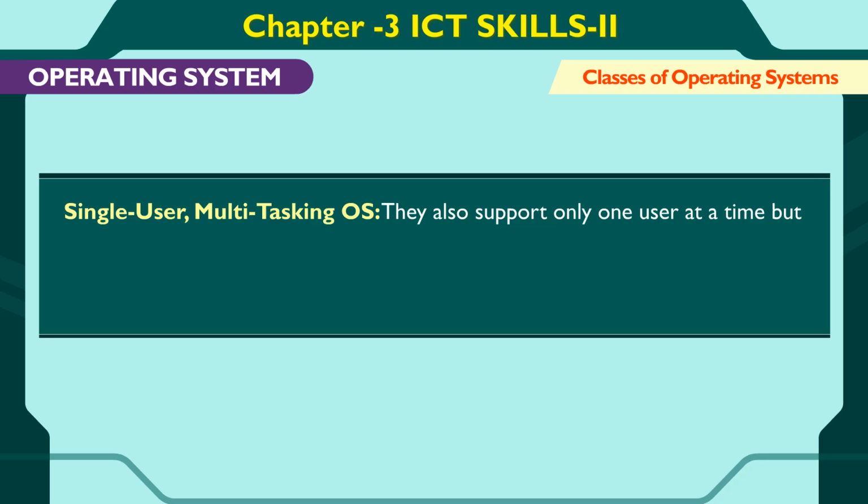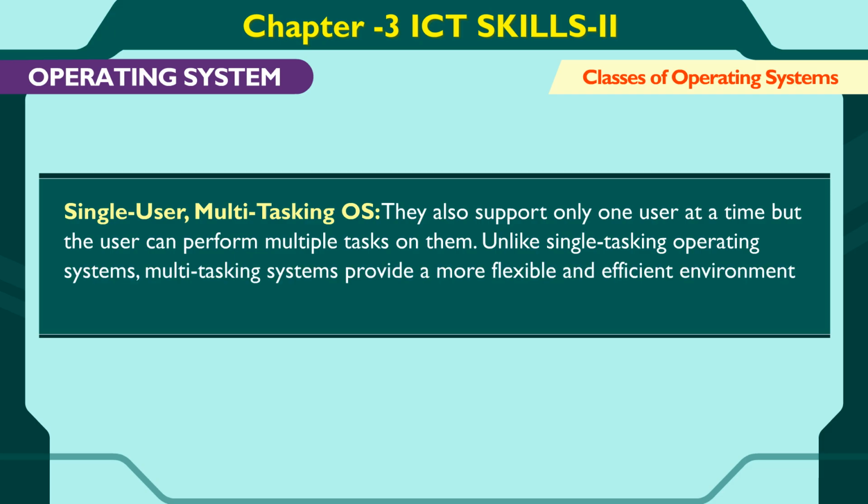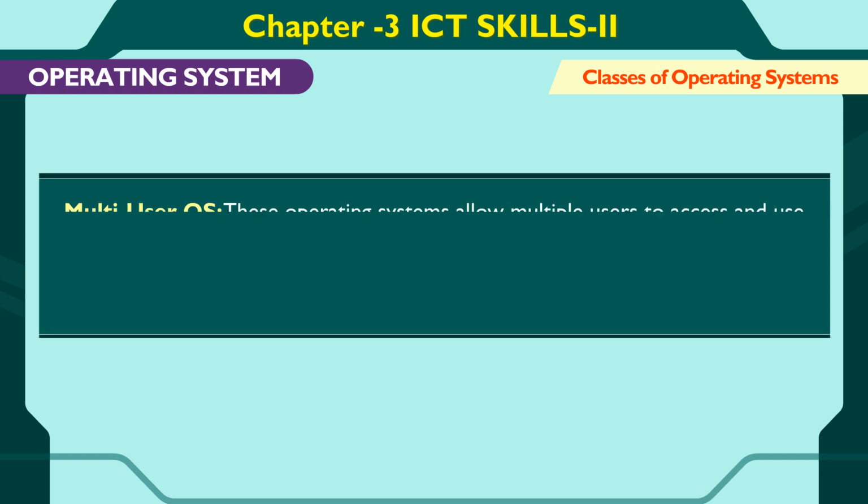Single user, multitasking OS. They also support only one user at a time, but the user can perform multiple tasks on them. Unlike single-tasking operating systems, multitasking systems provide a more flexible and efficient environment for users to work on several applications simultaneously. Examples of single-user, multitasking OS are Microsoft Windows desktop editions, Mac OS, Linux desktop distributions, etc.